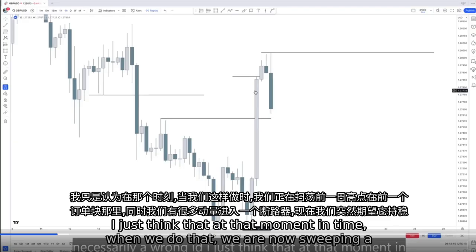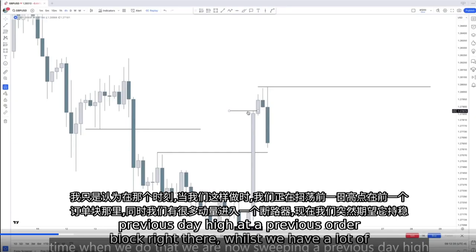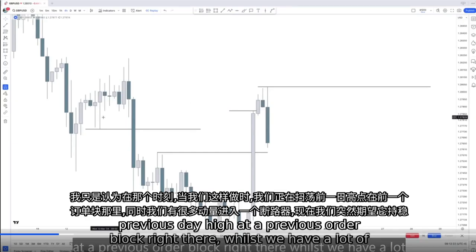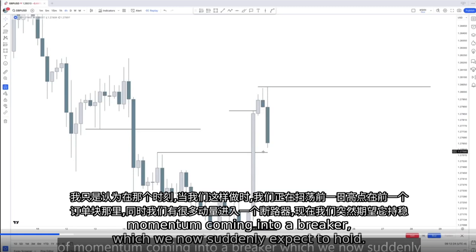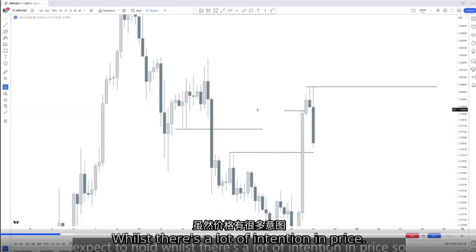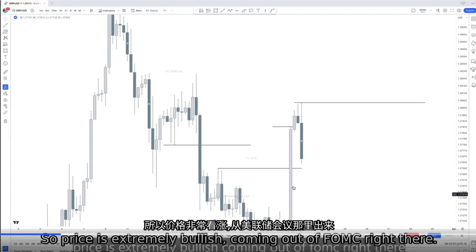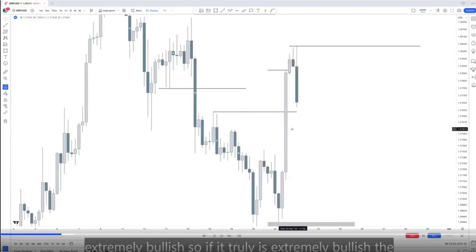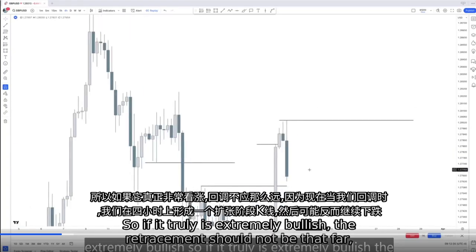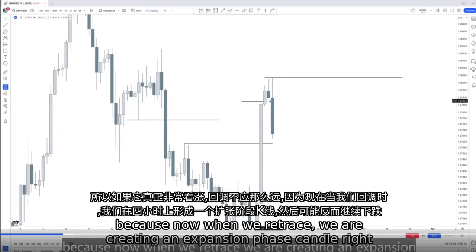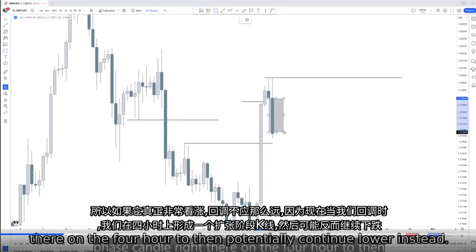And what I mean by that is not necessarily a wrong idea. I just think that at that moment in time, when we do that, we are now sweeping a previous day high at a previous order block right there, whilst we have a lot of momentum coming into a breaker, which we now suddenly expect to hold. Whilst there's a lot of intention in price. So price is extremely bullish coming out of FOMC right there, extremely bullish. So if it truly is extremely bullish, the retracement should not be that far, because now when we retrace, we are creating an expansion phase candle right there on the 4-hour to then potentially continue lower instead.